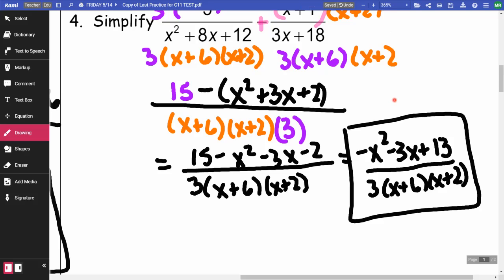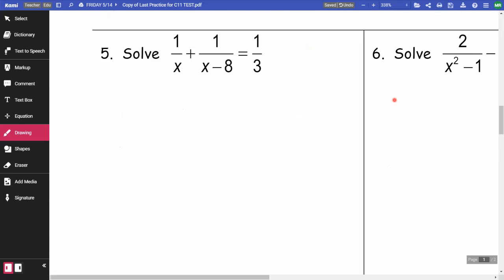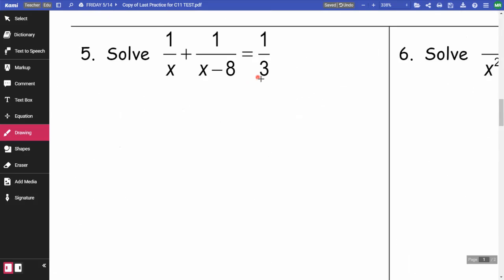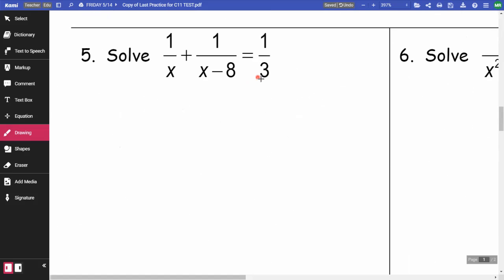Okay, on number 5. Okay, so this one we're solving. So we're trying to eliminate x, x minus 8, and 3. Okay, trying to eliminate all of those. So what I'm going to do is, to get rid of each of these, I'm going to multiply by x, x minus 8, and 3. So I'm going to do it as a 3x. Okay, so 3 to get rid of that, x to get rid of the x, and then x minus 8.